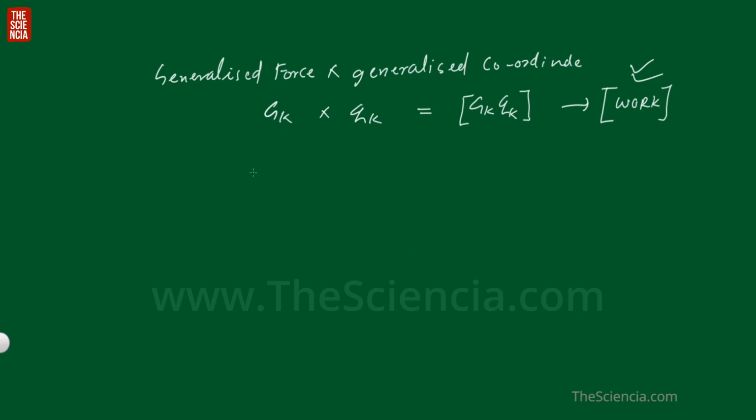So some examples I am telling here. First example. Here I am taking force as generalized force. Then what will be the generalized coordinate? We know the product of this force and this generalized coordinate will always be the dimension of work. Then what will be the generalized coordinate? It will be length. So what we get? Dimension of work.